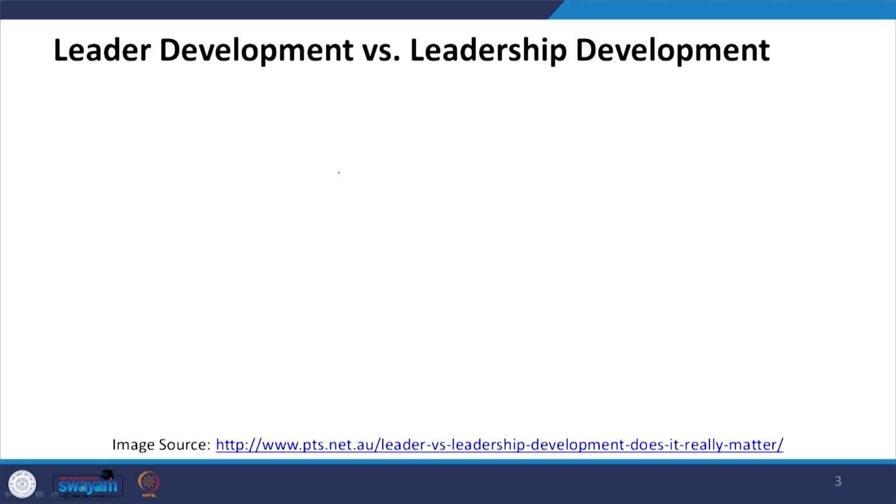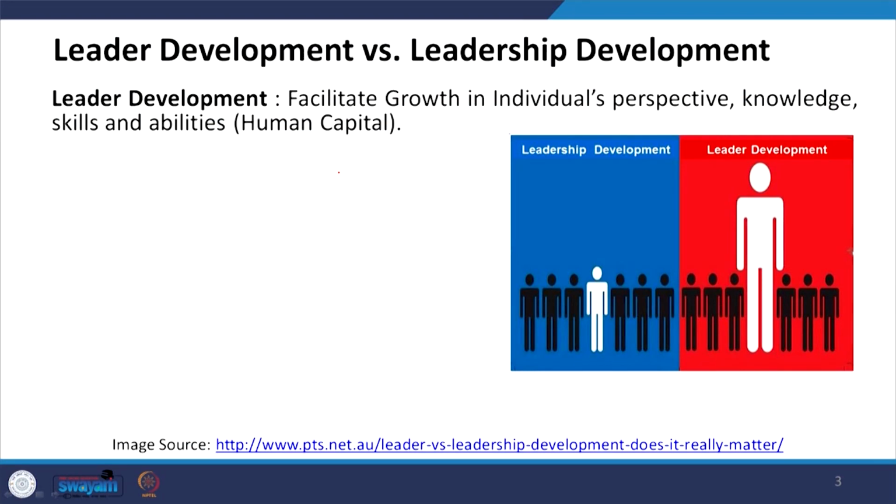Now, whenever we are talking about leader development versus leadership development, leader development is the person or individual's development. Whenever we are talking about leadership development, then we are talking about the complete process, and in the complete process it becomes important whether, right from the beginning to the end, the leader has been able to develop or not. Leader development facilitates the growth in an individual's perspective, knowledge, skills and abilities, that is, the human capital.